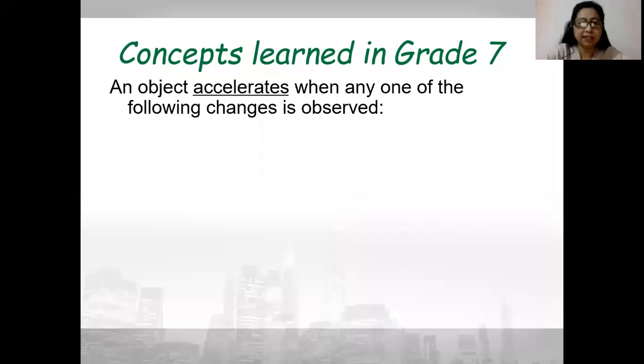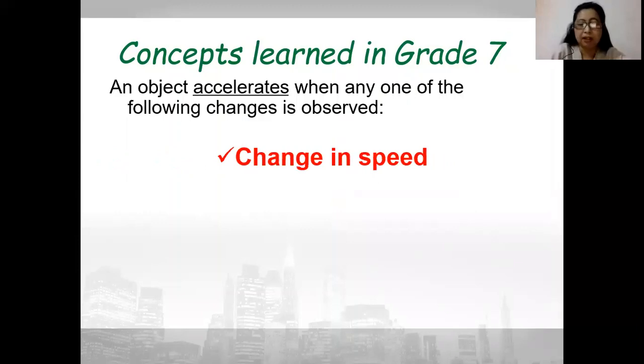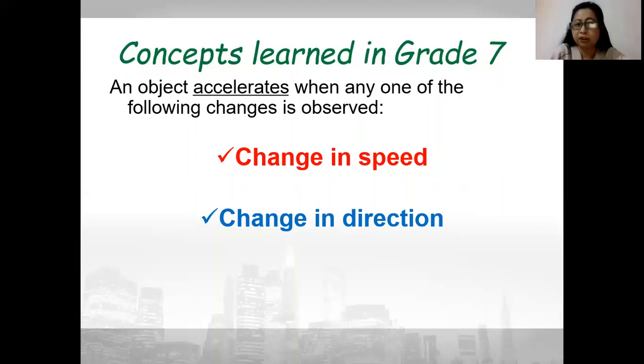When you were in grade 7, we discussed that an object accelerates when any of the following changes is observed. There is a change in speed, meaning the object is speeding up or slowing down. There is a change in direction. The object moves to the right or moves to the left or moves in a circular path. We can say that the object is accelerating.